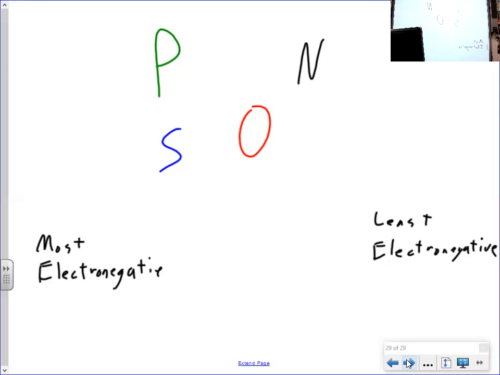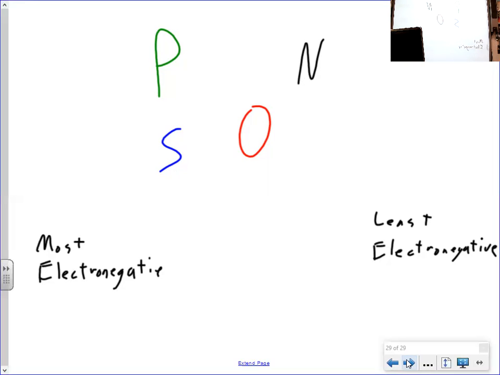Of phosphorus, oxygen, sulfur, and nitrogen, who is Mr. Steal Your Electron? Phosphorus. Nah, I like what you said the first time better. Phosphorus doesn't really care about your electron. Phosphorus would like to steal your electron, but not as bad as another one up there.